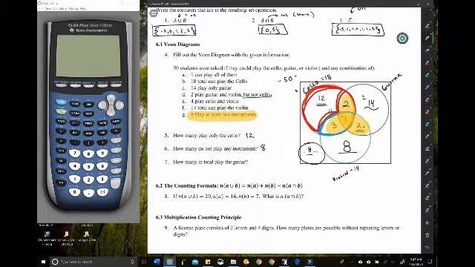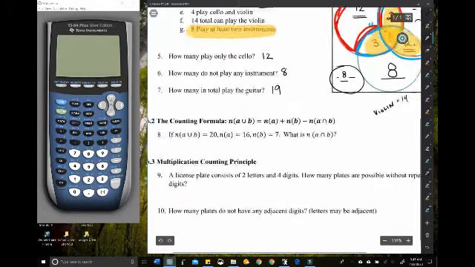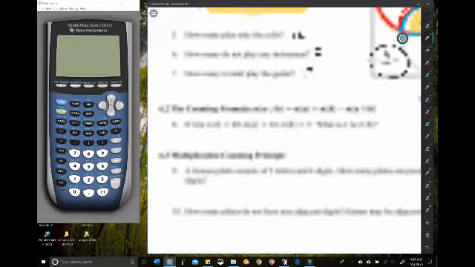And in total, how many play the guitar? That is all these within the guitar. 14 plus 2 is 16, 17, 18, 19. Okay? So something like that for a Venn diagram. You'll be asked questions after you fill it out. 6.2, counting formula. Hopefully that one wasn't too bad.